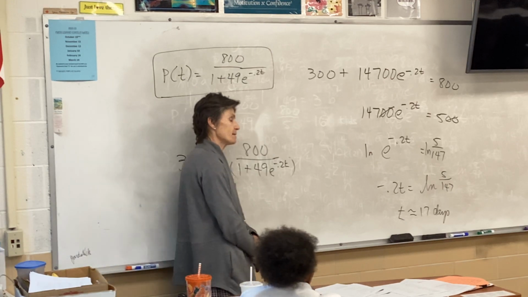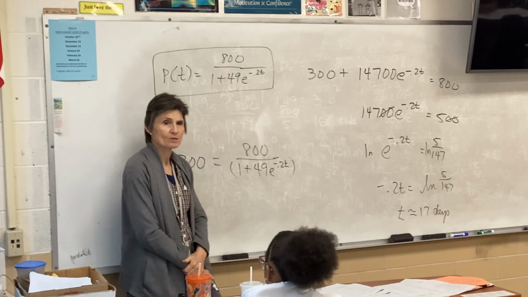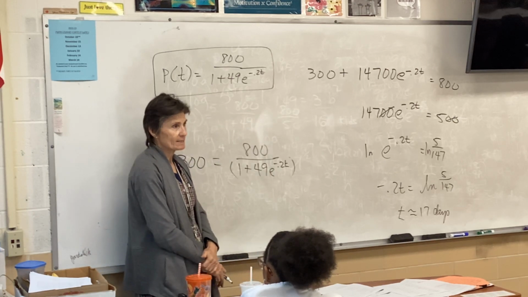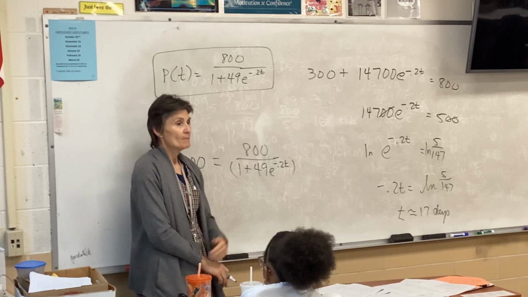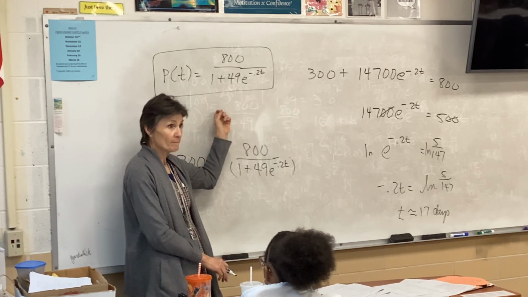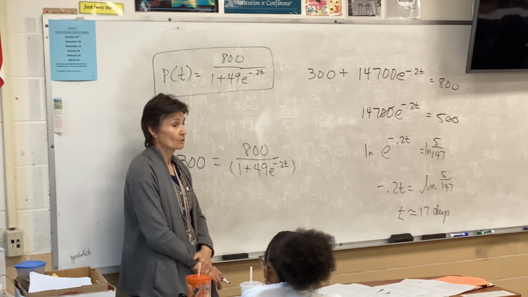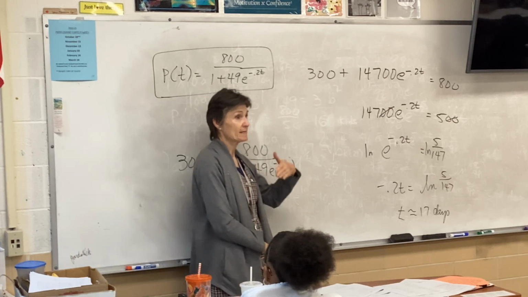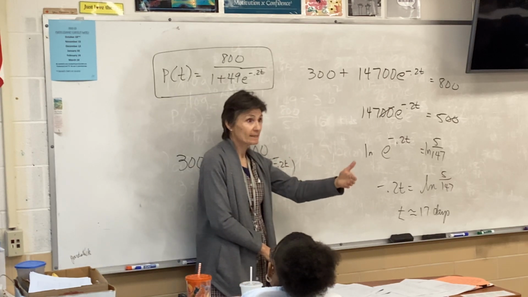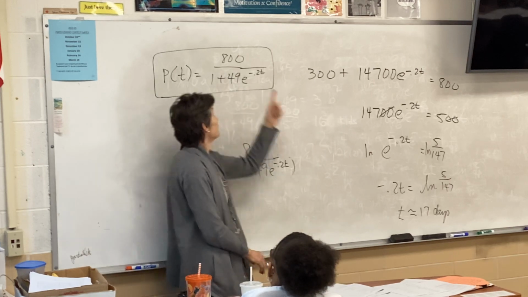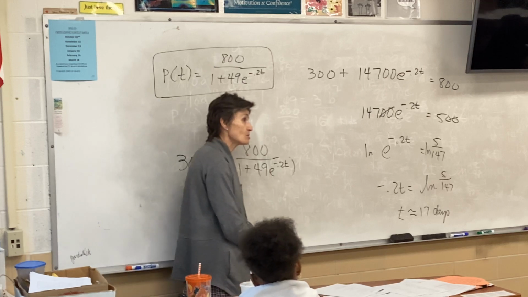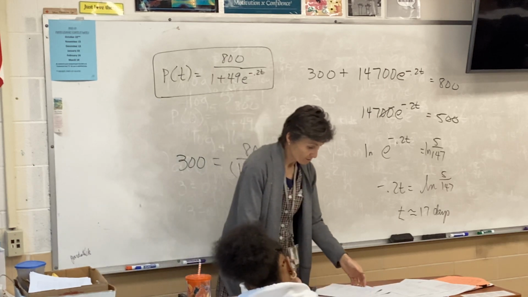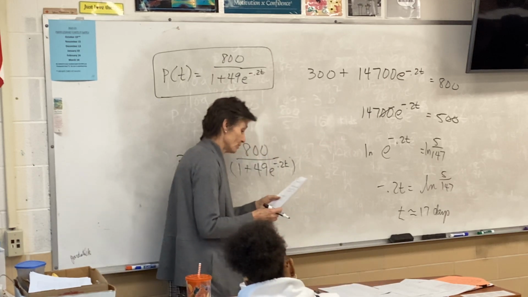It tells us in the problem that there's 800 kids in the school, but even if they didn't tell us that, you should be able to tell from that equation. This is a logistic function. What's the limit to growth? What's the most kids that could get sick? 800, right? That's it. So there's 800 kids in the school, and that's the limit on keeping kids sick.